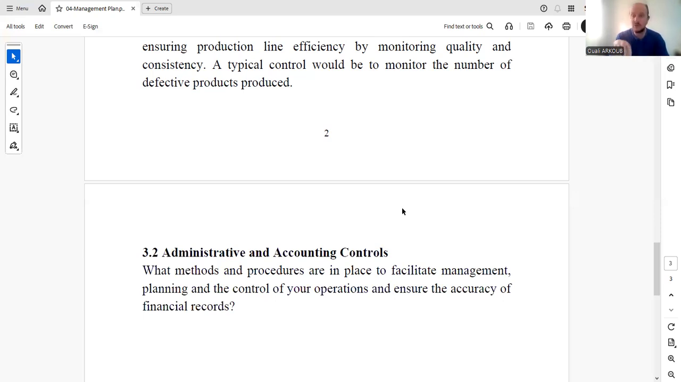This is about your management plan, which includes staffing, human resources management, and also management controls. This is the fourth element, which is very important and one of the pillars of the business plan. I explained today the fourth element of the business plan, which is the management plan.